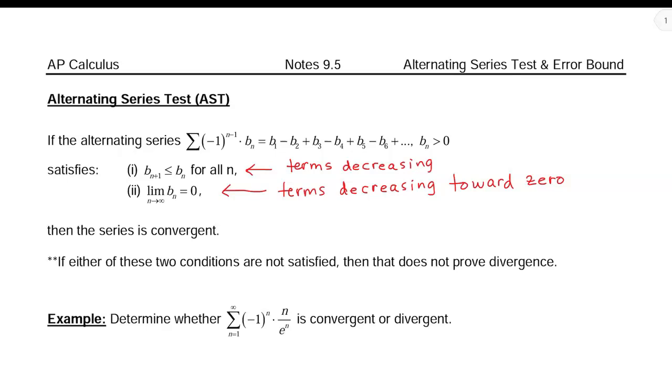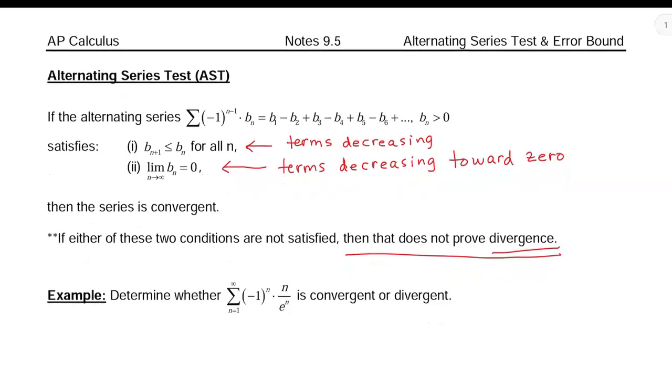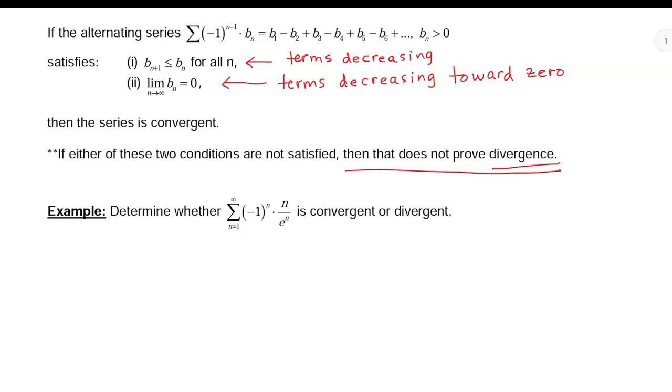Now, if either of these conditions fail, that does not automatically mean that the series is divergent. So we would have to go to another test to look at that. This test is checking for convergence. Let's start with our first example.